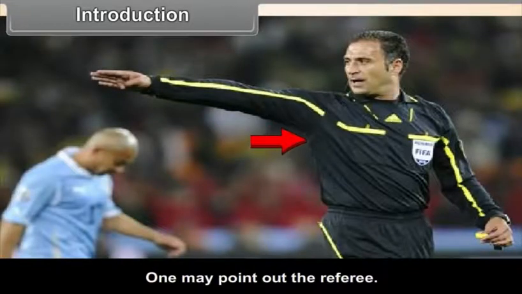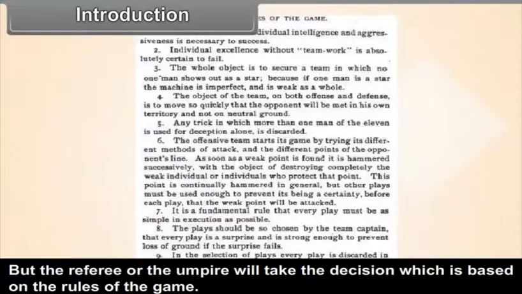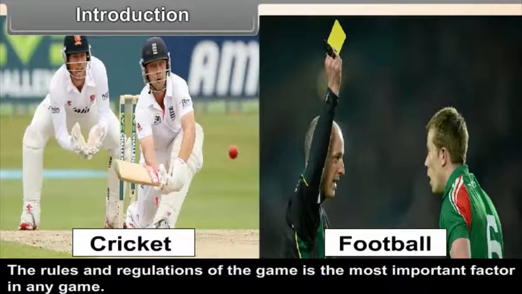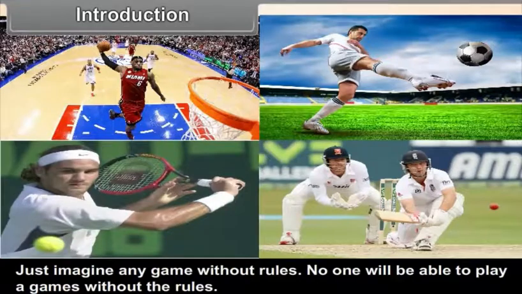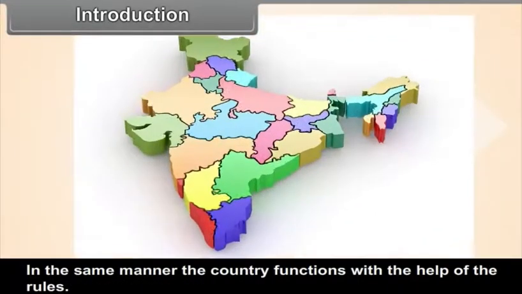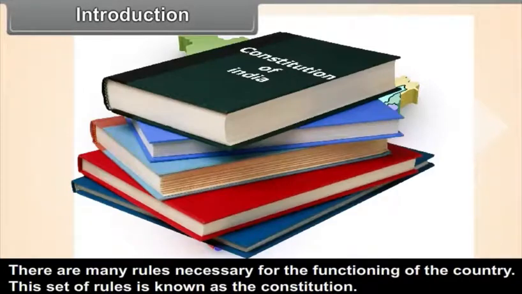One may point out the referee, but the referee or the umpire will take the decision which is based on the rules of the game. The referee cannot decide without referring to the rules. The rules and regulations of the game is the most important factor in any game. Just imagine any game without rules. No one will be able to play a game without rules. In the same manner, the country functions with the help of the rules. There are many rules necessary for the functioning of the country. This set of rules is known as the Constitution.